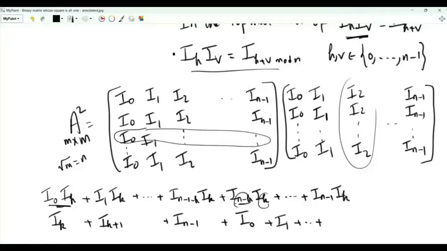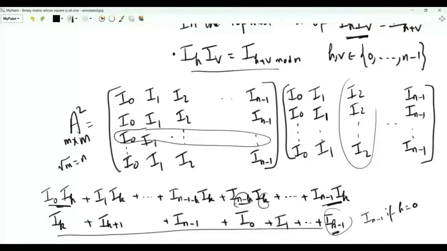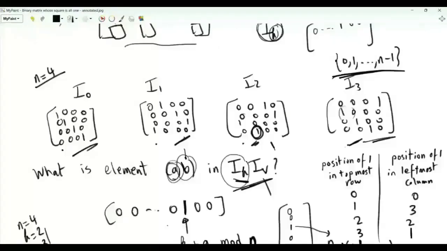Then we get I1. The last product is I_(k minus 1), which is I_(n minus 1) if k is equal to 0. No matter what block we choose from here or from there, we obtain the sum of these matrices. When these matrices are summed, convince yourself that you will get the all-one matrix of size n by n. And A squared will be the all-one matrix of size m by m.